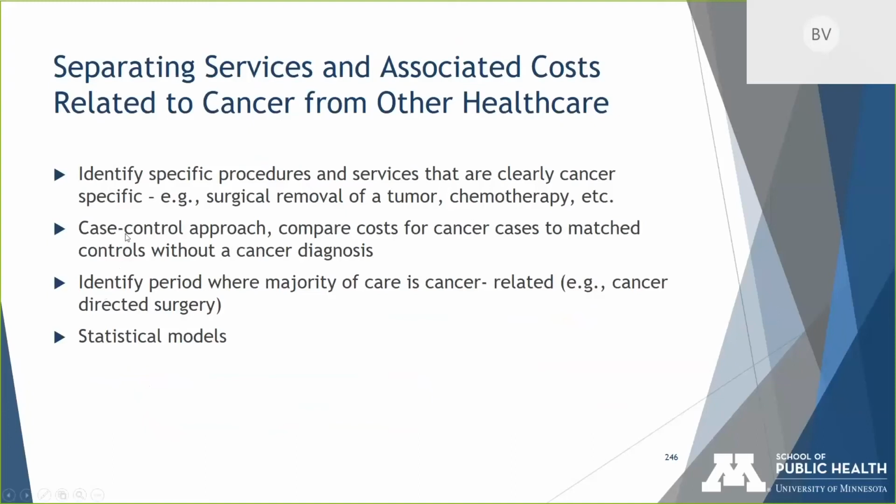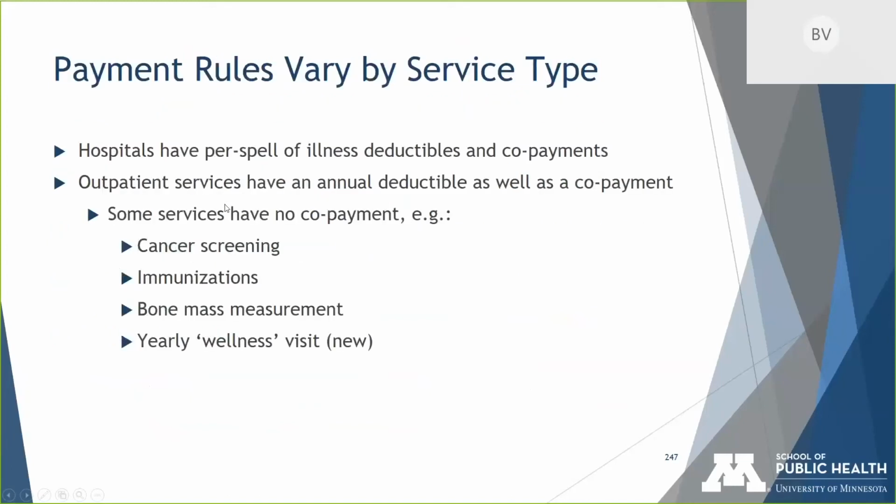You could also do a case control approach where you look at all costs, but you're looking at cancer cases versus matched controls without a cancer diagnosis and looking at the difference between the costs. You may also want to just identify a period where the majority of care is going to be cancer-related, peri-diagnostic period, or just looking at their surgery and looking at the hospitalization and things around that. And use statistical models to try to separate out the cancer costs from others.